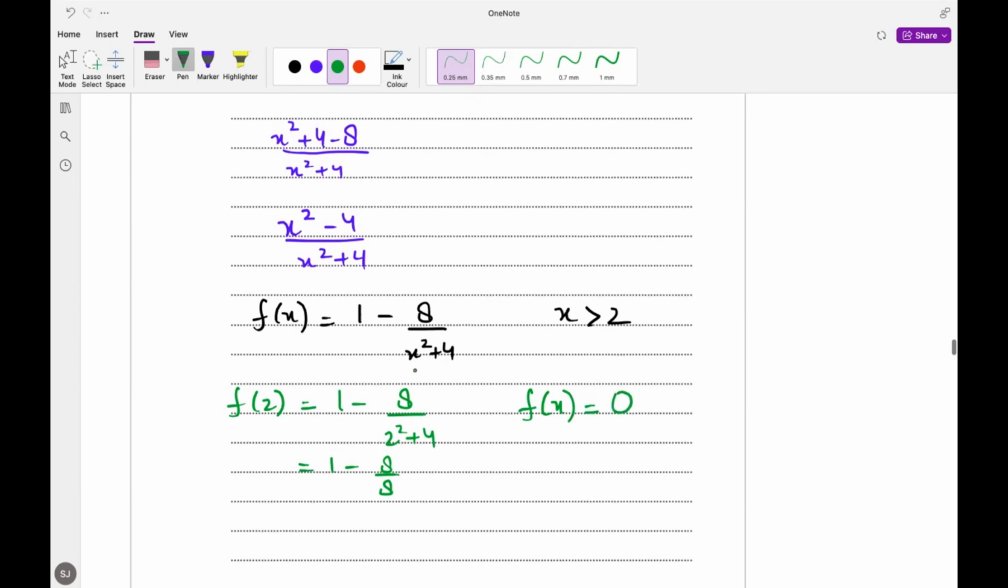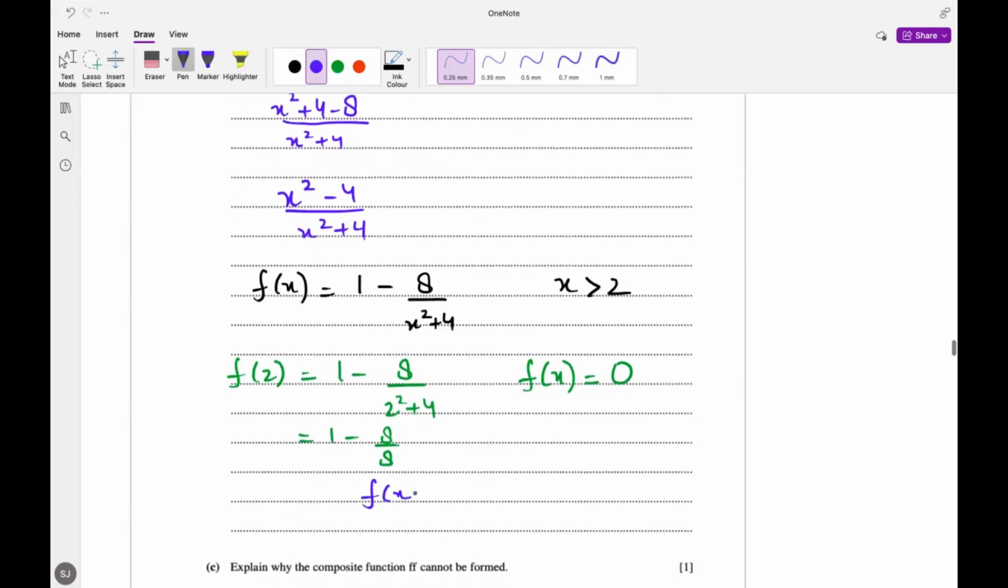Now, if we keep on increasing the value of x as it is greater than 2, what we'll see is that 8 upon any of the value will always be less than 1. So let's say if we take 3, 4, or 5 in place of x, 8 divided by 3 squared plus 4, 8 upon 13 will always be less than 1. So 1 minus any value less than 1 will always be less than 1. So we'll say that f of x will be greater than 0, as it cannot be 0 as x is greater than 2 and it's not equal to 2. And it will always be less than 1. So this will be the range of f.